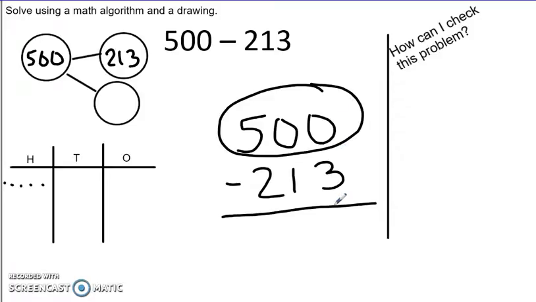I begin by subtracting my ones. I can't take 3 from nothing, so normally I would borrow or take a 10, but I can't, there's no tens to take. So I need to go over to my hundreds. Cross out the hundreds, bring it over into the tens place, and draw 10 tens. Now I can take a 10 to bring over to my ones, so I cross out one of the tens, bring it over to the ones, and draw 10 ones.